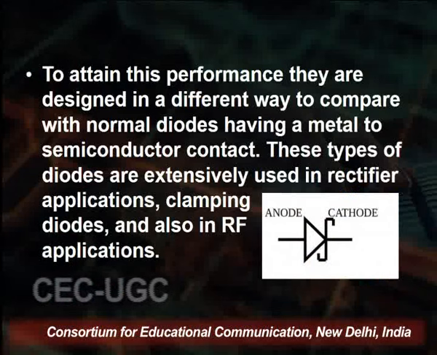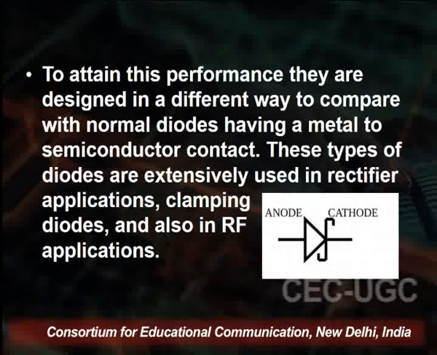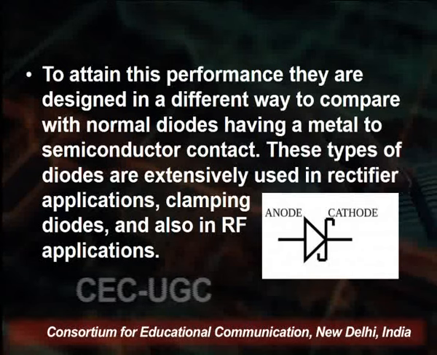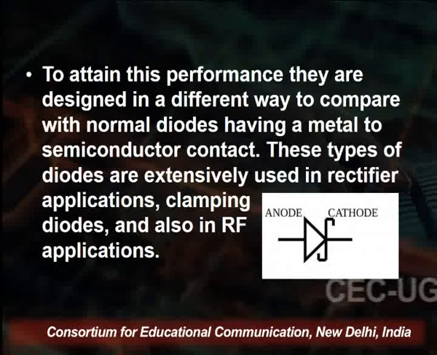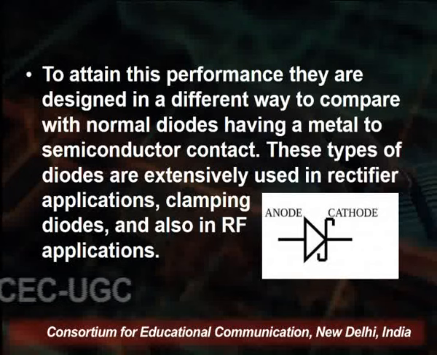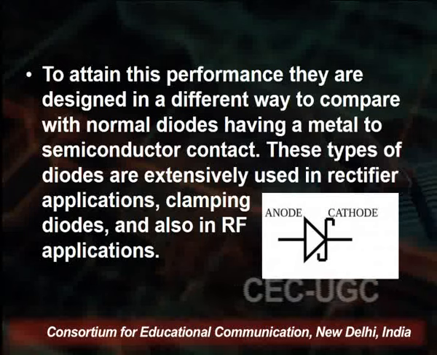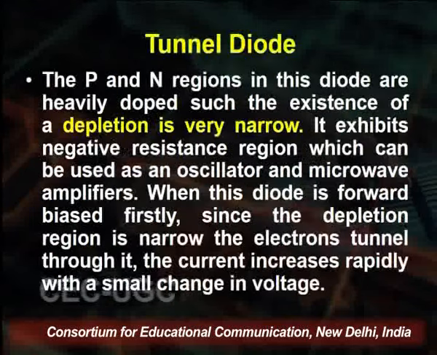To attain this performance, they are designed in a different way compared with the normal diode, having a metal to semiconductor contact. Here we use the semiconductor contact in this type of diode, and they are extensively used in rectifier applications, as clamping diodes and in RF applications. This is the symbol of the Schottky diode. This is the diode and this is the original diode which is used.